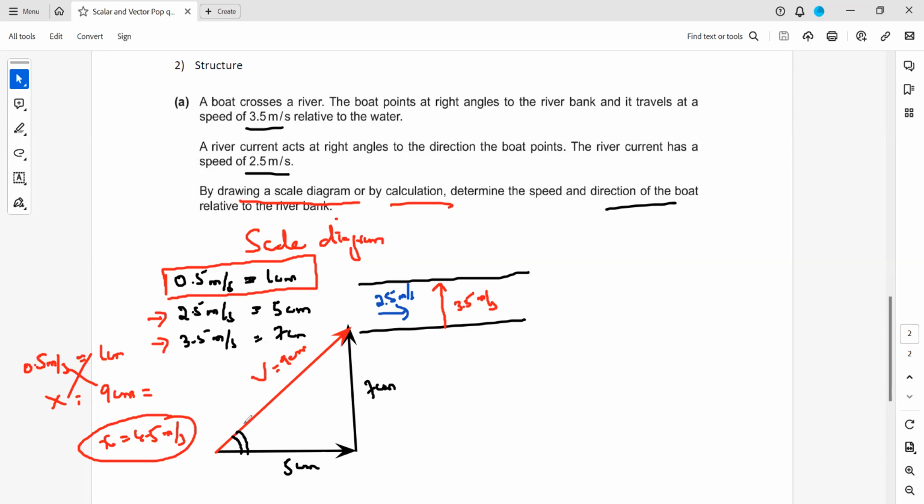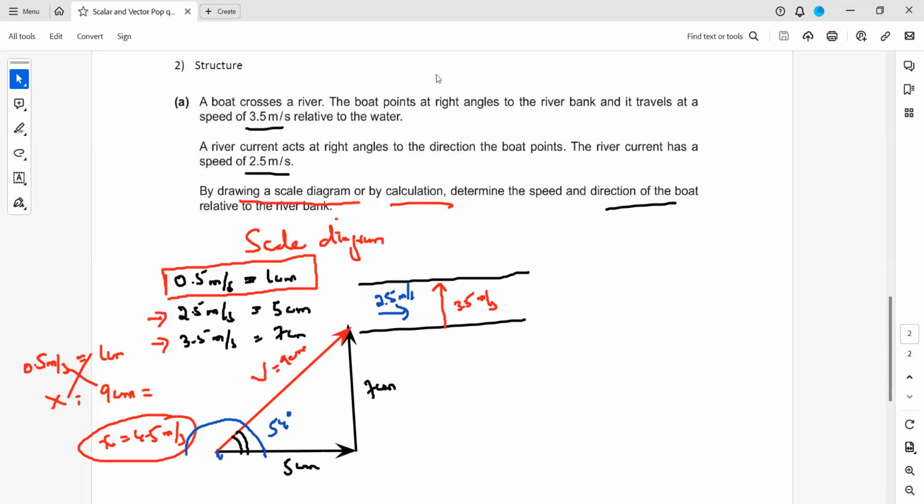So what we can do, you can use a protractor and measure this angle. By placing a protractor at this point, you measure this angle. Example, this angle is 54. So you will say the direction is 54. This is one of the methods to solve this question: by scale diagram.